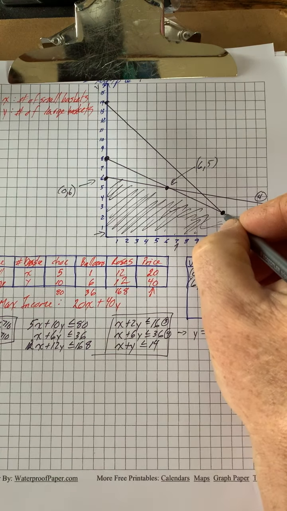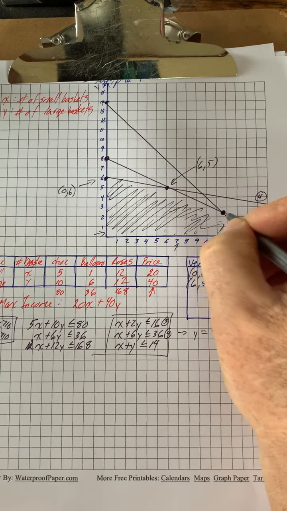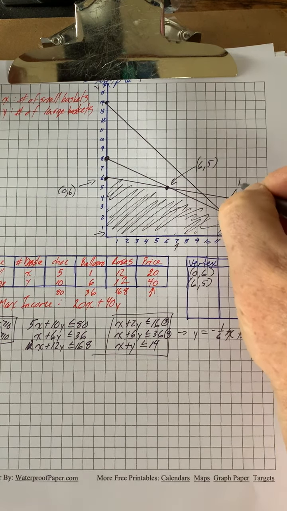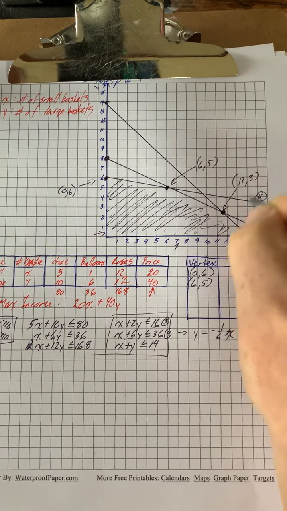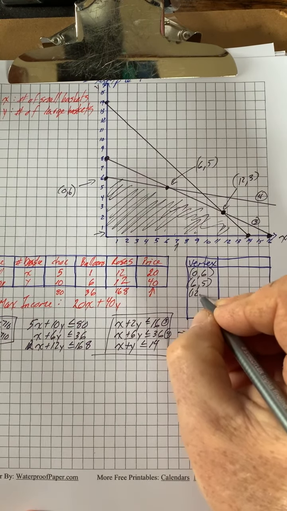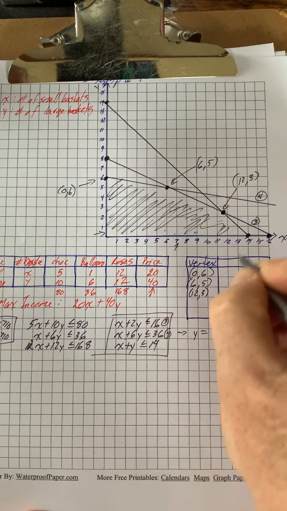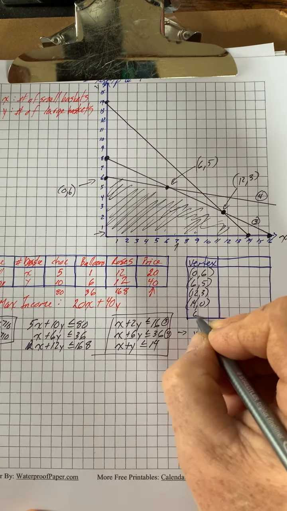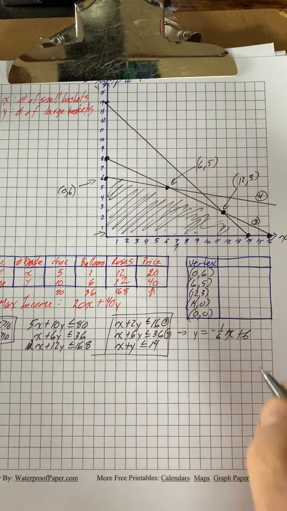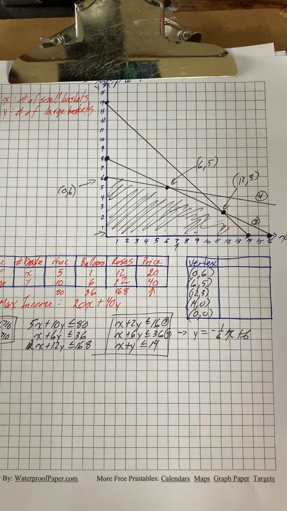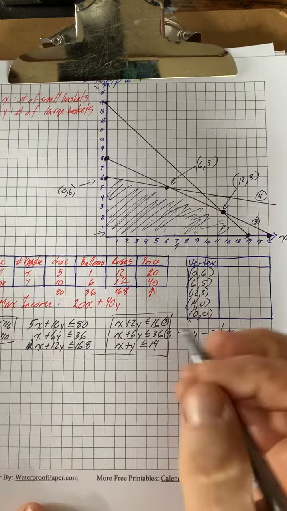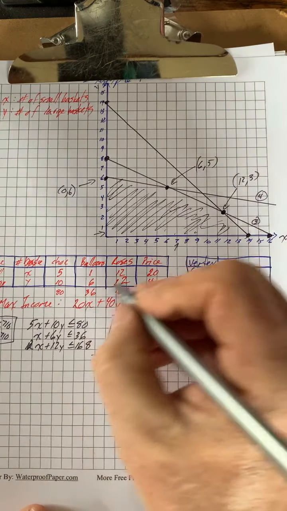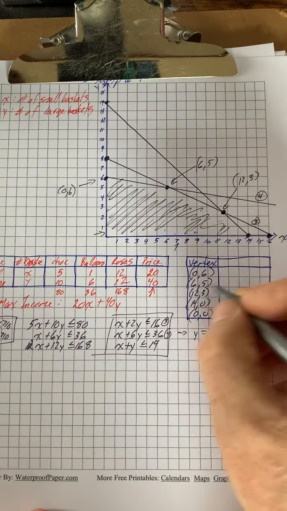Here, if this was drawn well, that would be 12 and 2. I have 14 and 0, and 0, 0. 0, 0 matters because maybe it costs too much to make the products and they'd be better off not making any. It does happen in some cases.